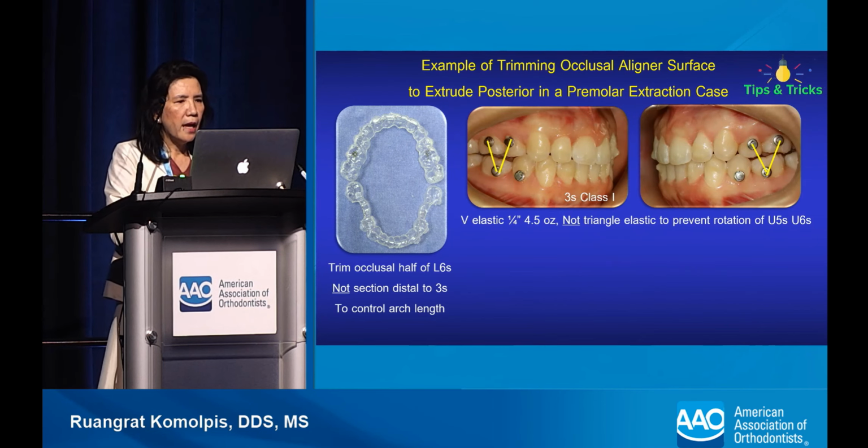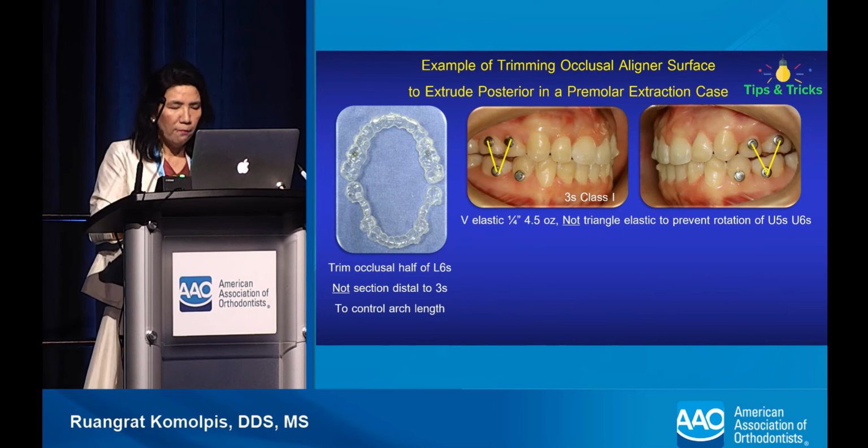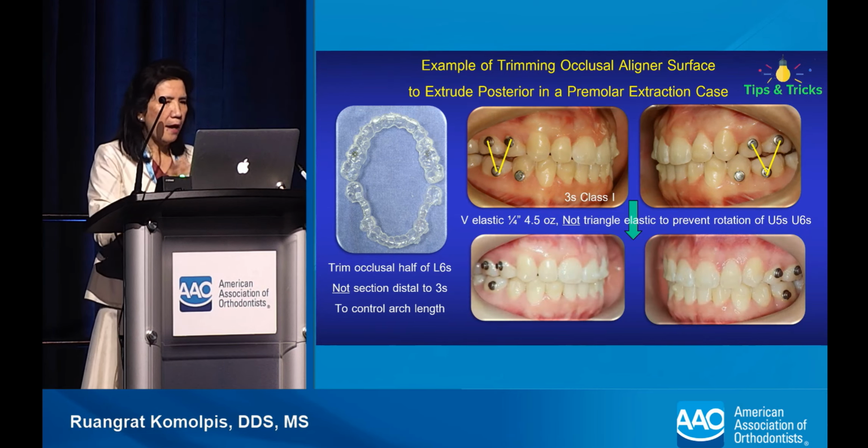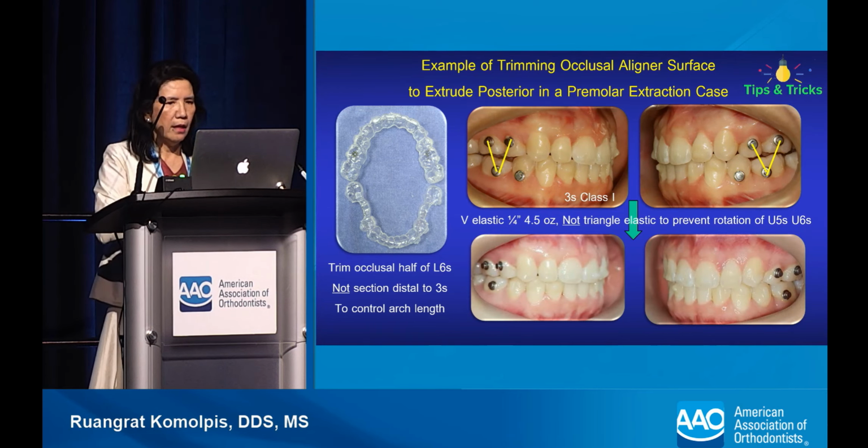This is a case that has previous premolar extraction and has posterior open bite. So instead of sectioning all the aligners, I only trim half of the occlusal surface on the lower sixes, and then we use the V elastic, not triangle elastic, because if you use triangle elastic, you could have rotation of the upper fives and upper sixes. And this is after the elastic and the aligner trim.